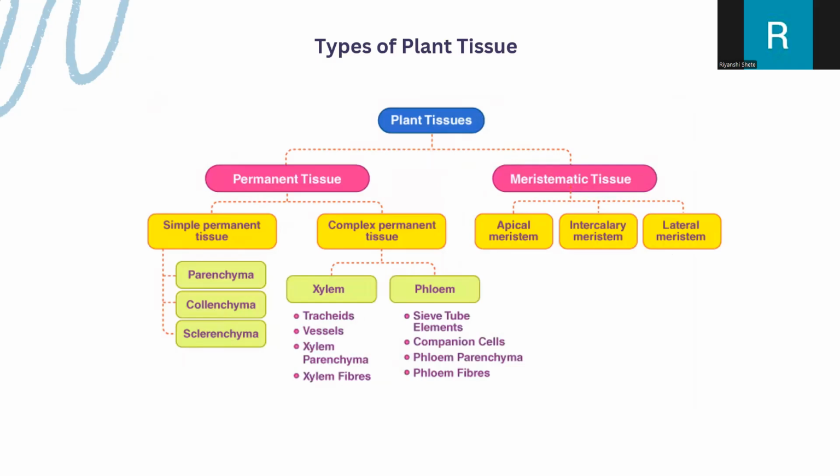Then types of plant tissue. Basically, plant tissue is divided into two: permanent tissue and meristematic tissue. Permanent tissue is again divided into two types: simple permanent tissue and complex permanent tissue. You can see here that simple permanent tissue is again divided into parenchyma, collenchyma, and sclerenchyma. Complex permanent tissue is again divided into xylem and phloem. Here I have added some types and functions of the xylem and phloem, which will help you to learn. And meristematic tissue is again divided into apical meristem, intercalary meristem, and lateral meristem.